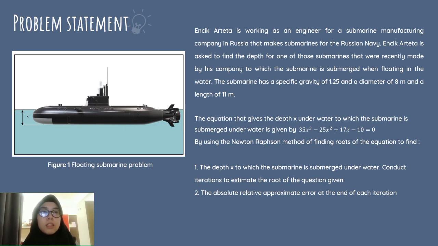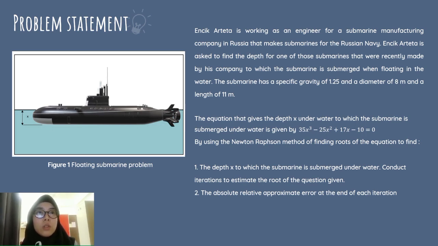Problem statement. Encik Arteta is working as an engineer for a submarine manufacturing company in Russia that makes submarines for the Russian Navy. He is asked to find the depth to which one of those submarines, recently made by his company, is submerged when floating in the water. The submarine has a specific gravity of 1.25, a diameter of 8 meters and a length of 11 meters. So this is the equation given when the submarine is submerged under the water.